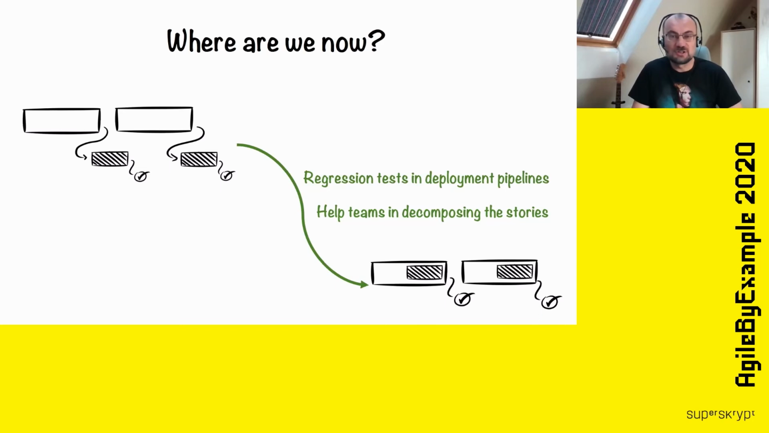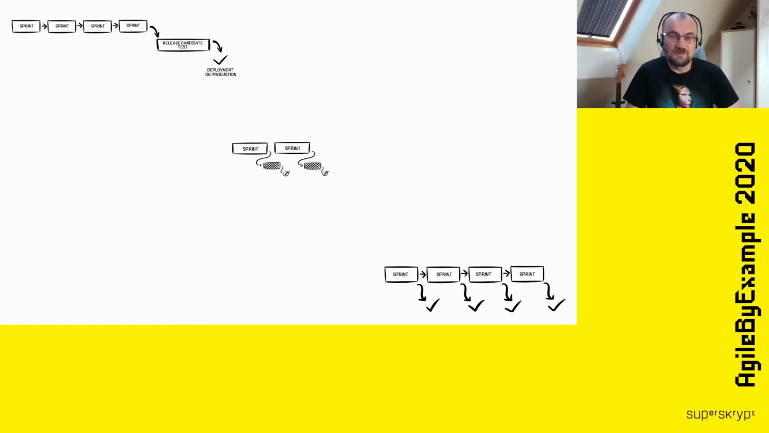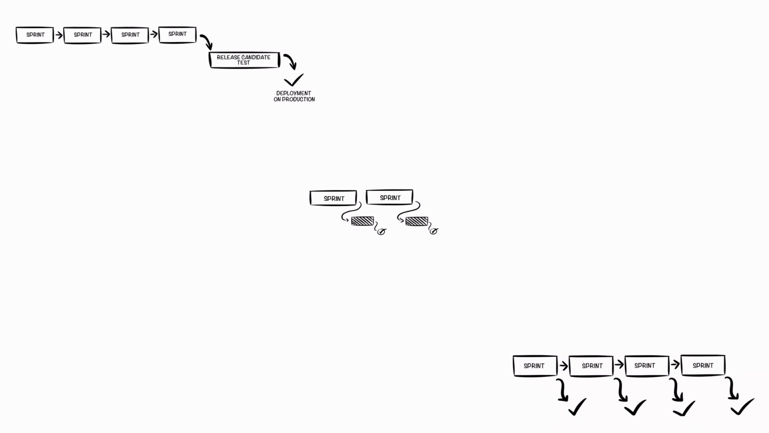This is a short presentation, so let's switch to learnings or takeaways. We very briefly talked about 3 models. So long release candidate testing phase after series of sprints, after a longer period of development, or making a short release regression testing after each sprint, or not doing regression testing at all, so doing it inside the sprint.